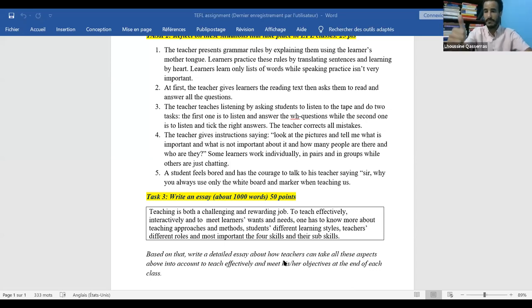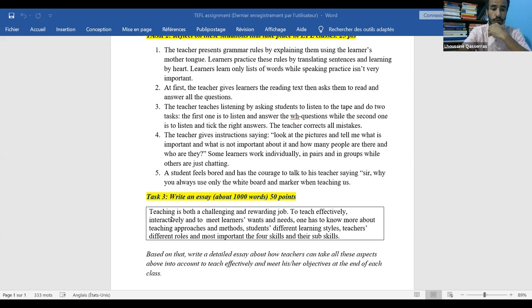If you want to teach effectively, number one, you should know about the approaches, the methods. Number two, you should know about your students' age, level, different learning styles. Number three, you should know about you as a teacher, your roles that you are going to play in each activity or in each situation. And most importantly, the skills. How can you teach the skills communicatively, effectively, using the sub skills? Okay. Great. So this is about the assignment.